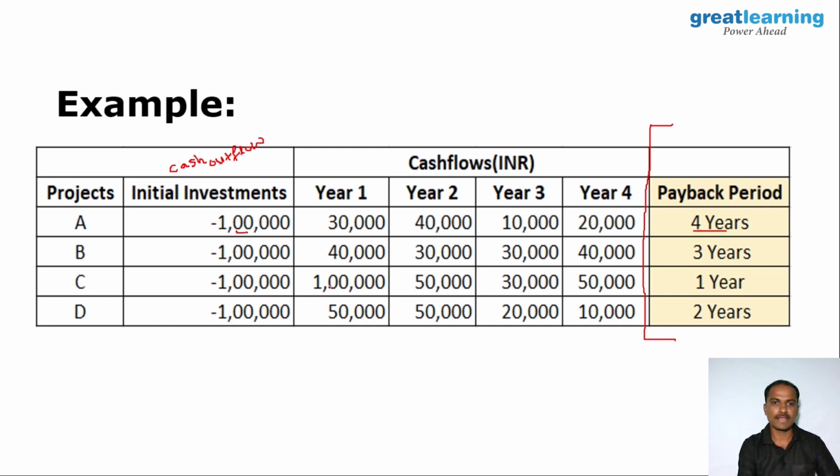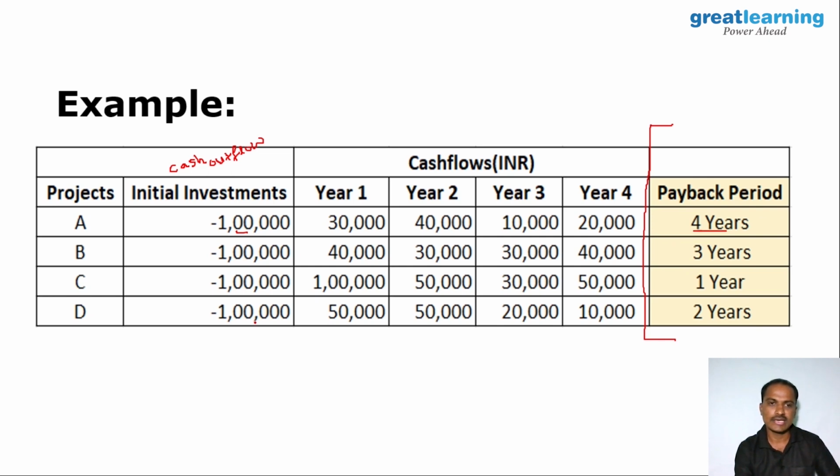Okay. Now, project C, initial investment was 1 lakh, and in the first year itself, project C is recovering 1 lakh. Second year 50,000, third year 30,000, and fourth year 50,000. So in the first year itself, it is recovering the initial investment. So the payback period was 1 year.